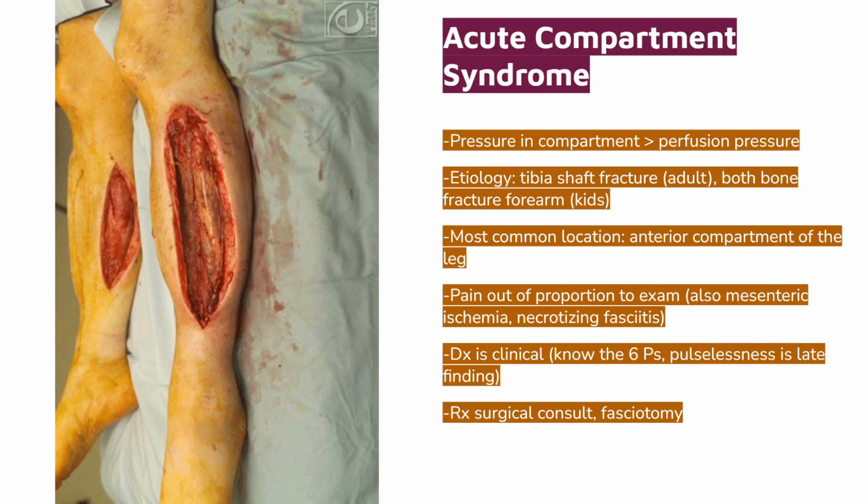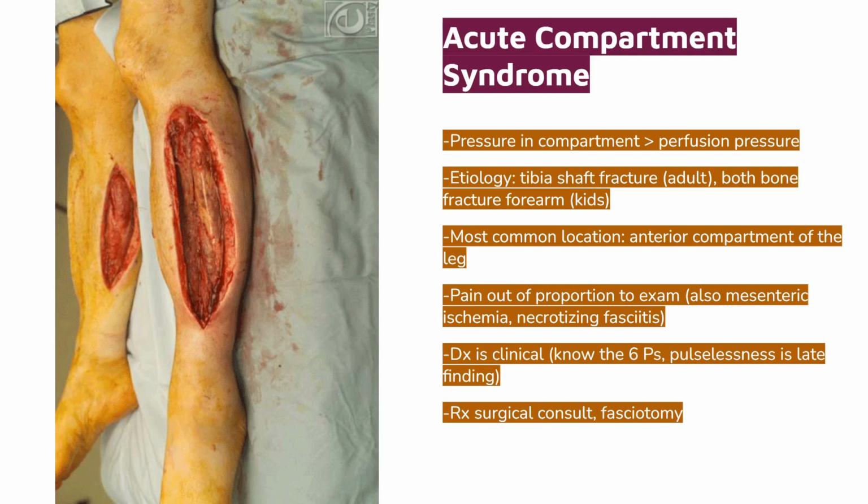Some soft tissue trauma. So acute compartment syndrome, right, essentially is characterized by the pressure in the compartment exceeding the perfusion pressure and you get tissue ischemia, most commonly seen in tibial shaft fractures in adults and both bone forearm fractures in children. Most common location is the anterior compartment of the leg, right? So they will have some loss of dorsiflexion or drop foot, right? Pain out of proportion to exam is going to be the biggest thing, okay?